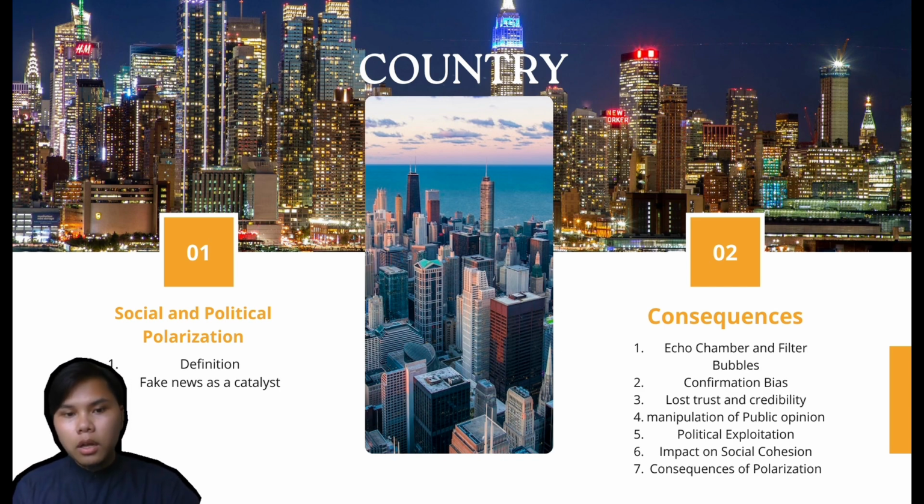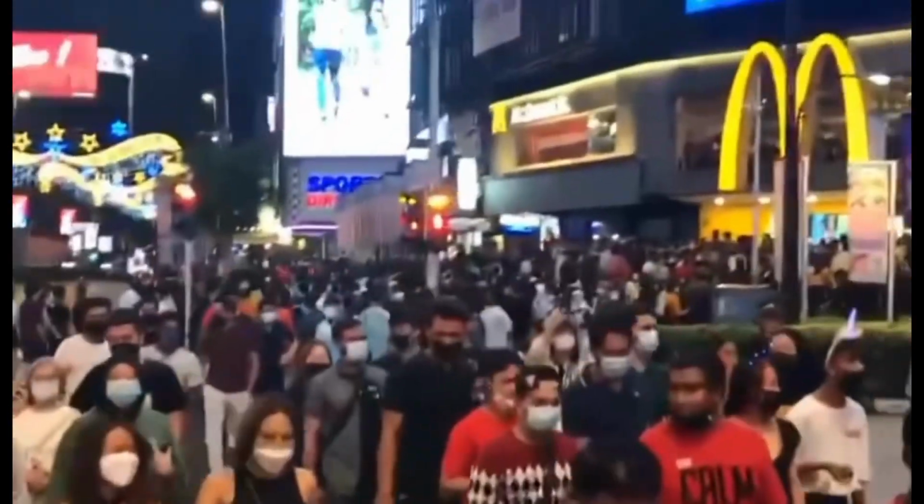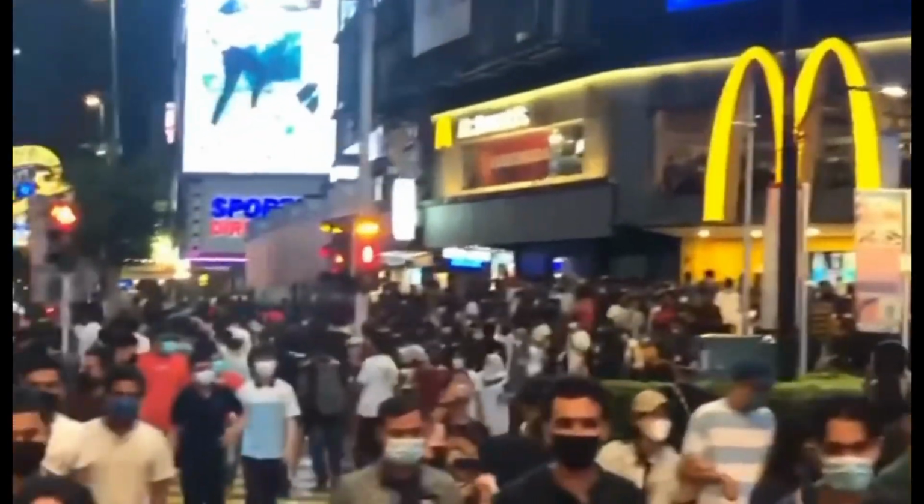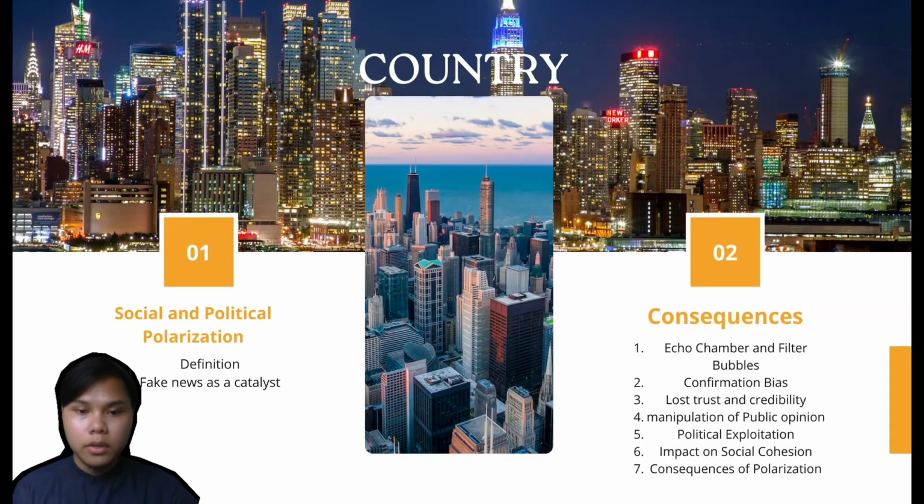Next, the impact on our social cohesion. The consequences of social and political polarization extend beyond our ideological differences. It undermines social cohesion, which is crucial for a harmonious society. Polarization hampers dialogue, cooperation, and compromise, making it more challenging to address pressing issues effectively.